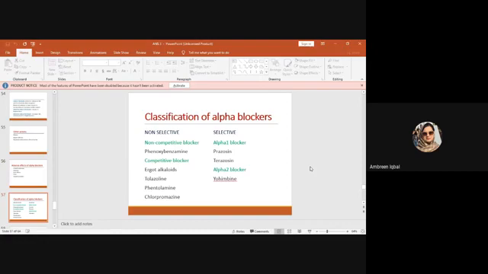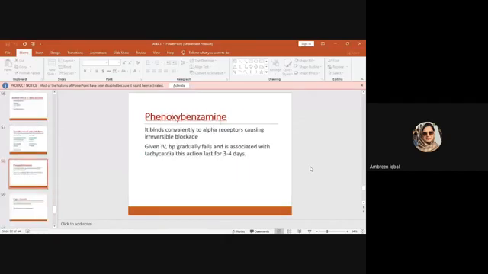The next topic is the classification of alpha blockers. Alpha blockers are classified into two main categories: non-selective and selective. Non-selective means the drug is going to act on both alpha 1 and alpha 2 receptors. Selective means the drug is selective for either alpha 1 or alpha 2 receptors. The drugs include phenoxybenzamine, ergot alkaloids, tolazoline, phentolamine, chlorpromazine, and the selective alpha blockers prazosin, trazosin, and yohimbine.